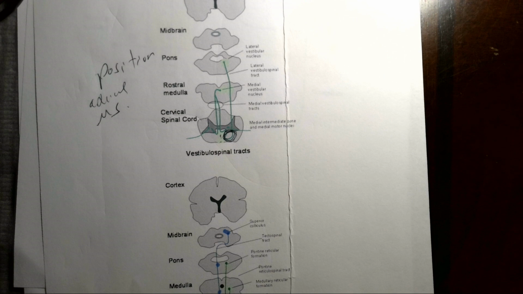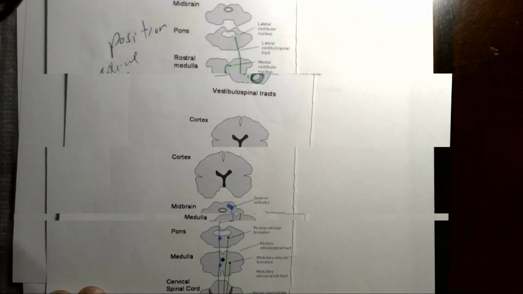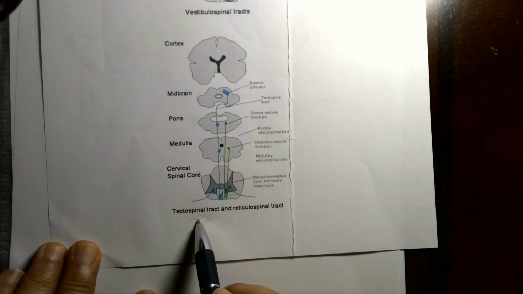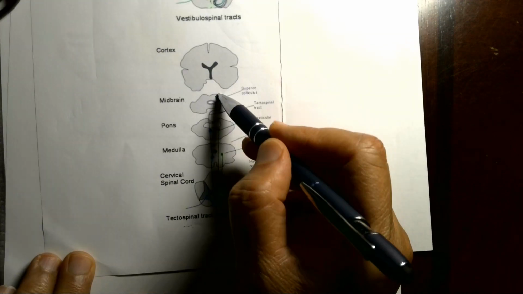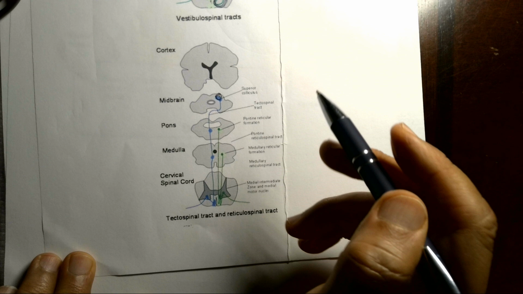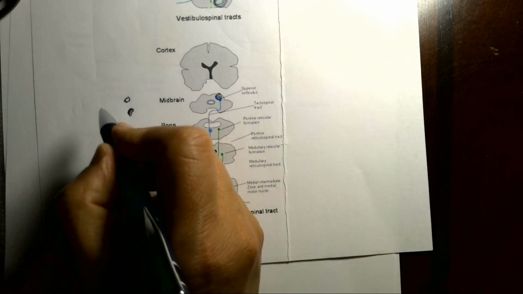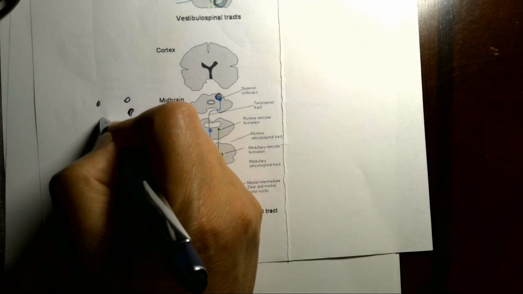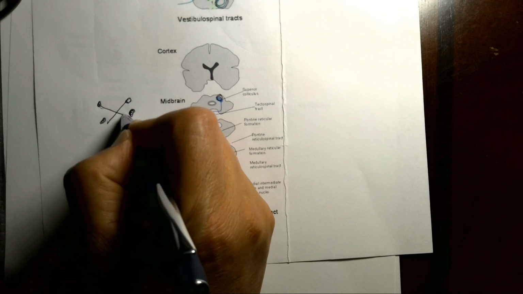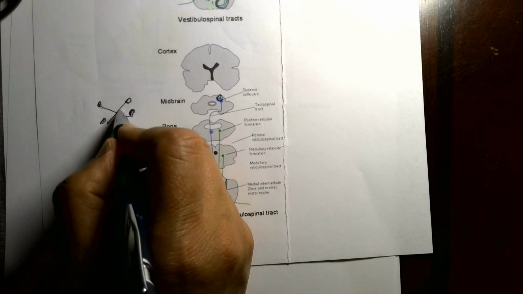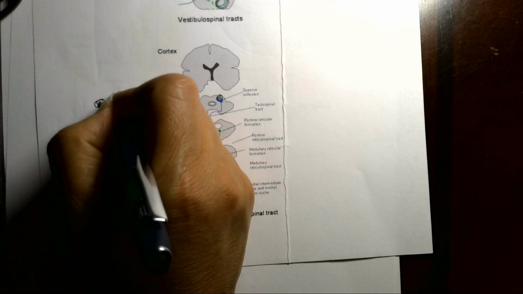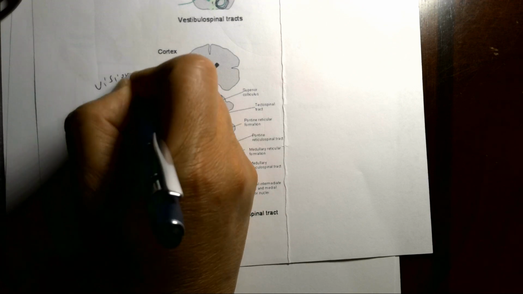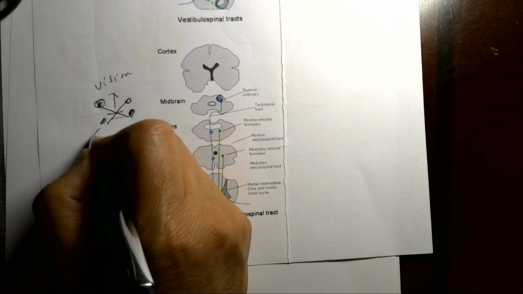Then when it comes to the tectospinal tract, the tectospinal tract comes from the tectum, from the superior colliculus. Remember, the tectum has two colliculi on each side. If you remember this X shape, if you divide it into two letters, this is V, vision, so the superior colliculus for vision, and the inferior colliculus A for auditory or hearing.